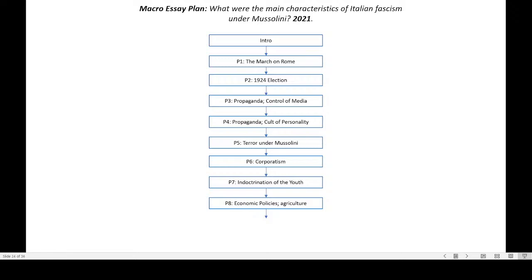So I'm not rushing to get too much information in. Once I plan my macro essay plan, I know I'm hitting all my points here and I'm dealing with specific events, episodes in a general or a bigger sequence of events in history. And then finally, we're going to look at our conclusion as well.